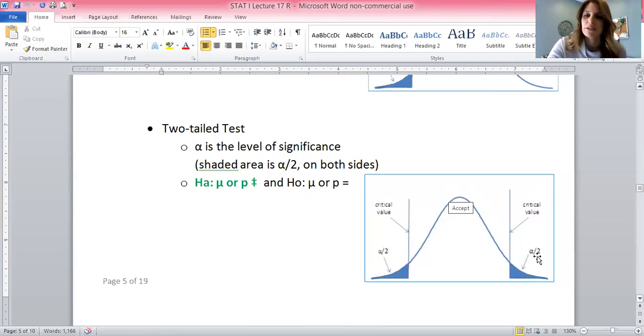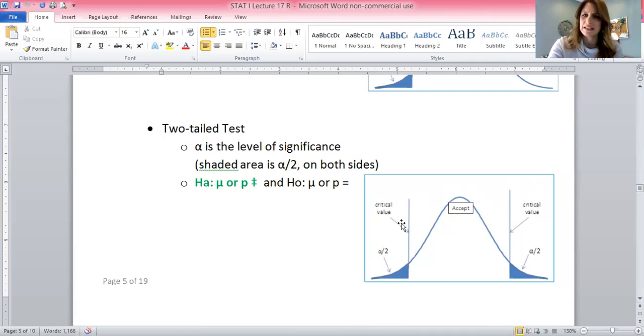It's just now it's split between two. So I don't have alpha in each tail. I have alpha between the two tails. When I add them up, they should add up to alpha, my level of significance. So what that means is that they're each alpha divided by 2. This is like a center, similar to the CI. The CI is a center.